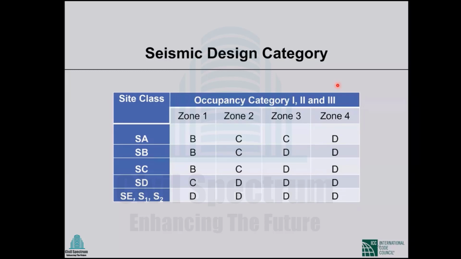This time there are restrictions based on zone, site class and occupancy category. For occupancy categories 1, 2, and 3, this is the table. For occupancy category 4, there is another table, an extension of this table, but I've omitted that to make it simple. So, for example, let's talk about Dhaka.